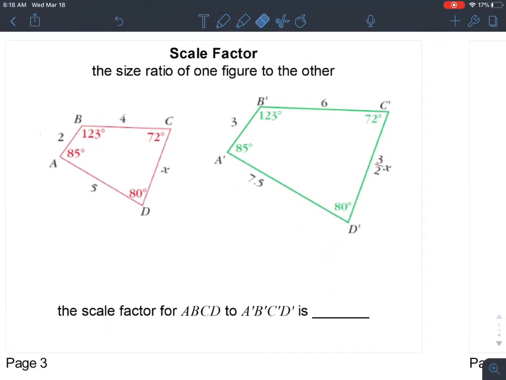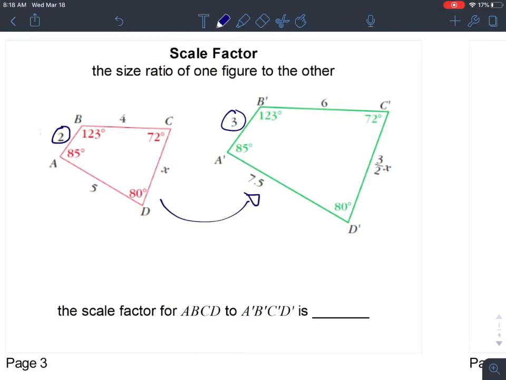So the scale factor, that ratio I was just talking about, that's going to be the size ratio of one figure to the other. So I had circled a bunch of the sides before. Let's take a look then. I'm going to start with 2 and 3. So what we can do is, to find the scale factor, we just need to take one of those numbers and then divide it by the other.